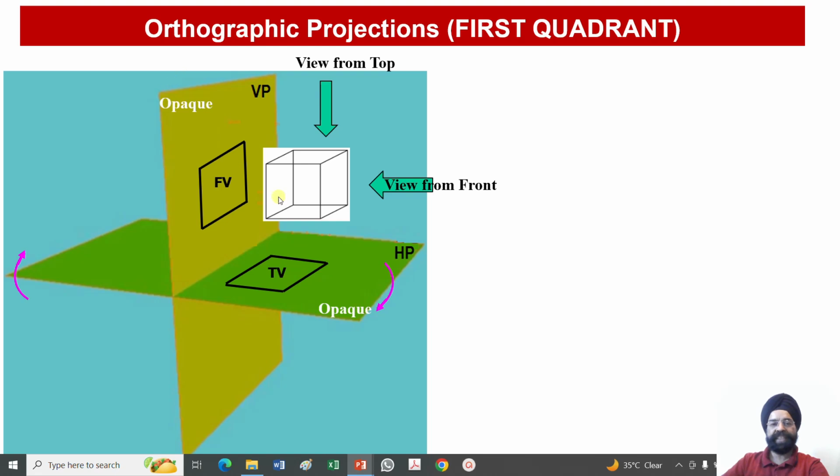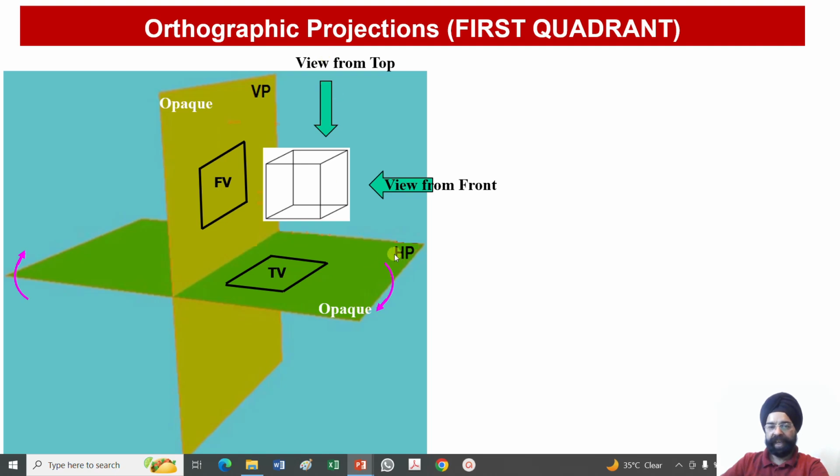So in both cases I have treated these reference planes to be opaque, but I have obtained two projections, front view and top view, in mutually perpendicular planes. So how can I bring both of them into the same plane? I will be rotating this. You see, the vertical plane projection will stay in its position because it has already been obtained onto the vertical plane, straight away whatever I am able to see. But this is perpendicular to my view of projection from the front side.